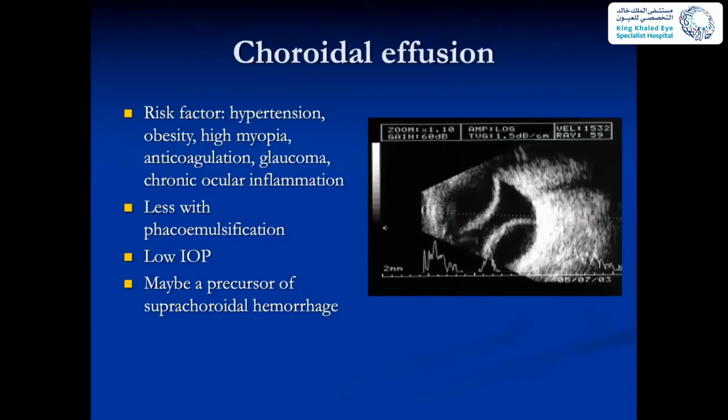Choroidal effusion. The risk factors of having choroidal effusion postoperatively are hypertension, obesity, high myopia, patients on anticoagulant, glaucoma patients, or patients with chronic ocular inflammation. And it happens less with phacoemulsification in comparison to the extracapsular cataract or large incision cataract surgery. The patient with choroidal effusion has low intraocular pressure, and this low intraocular pressure can cause more choroidal effusion, and it is a vicious circle, and it can be a precursor of suprachoroidal hemorrhage. So management is observation, frequent topical steroid, cycloplegic medication.